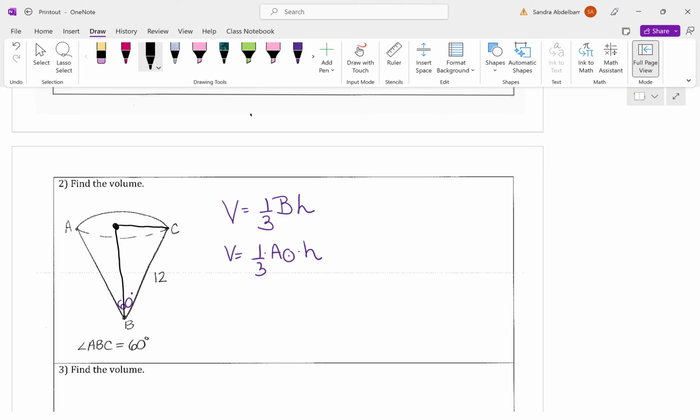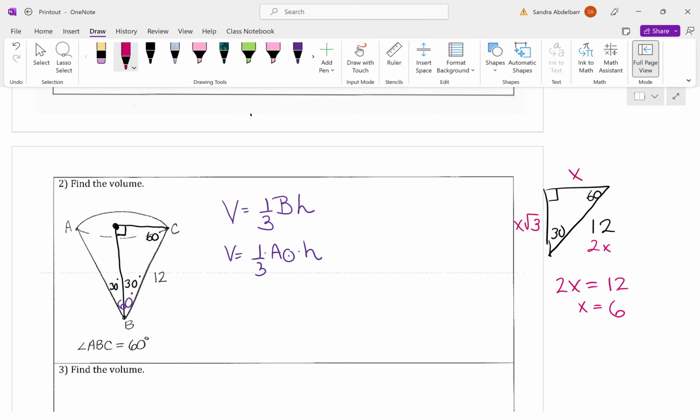Now when I drop down that altitude, what do you think happens to that 60? It gets split into 30 and 30. And what kind of triangle does this become? A 30, 60, 90. So I'm going to redraw the triangle over here. So we know opposite the 30 is x, opposite the 60 is x root 3, opposite the 90 is 2x. So our equation is 2x equals 12, which means x is equal to 6. So our radius is 6. What's our height? Our height is 6 root 3.